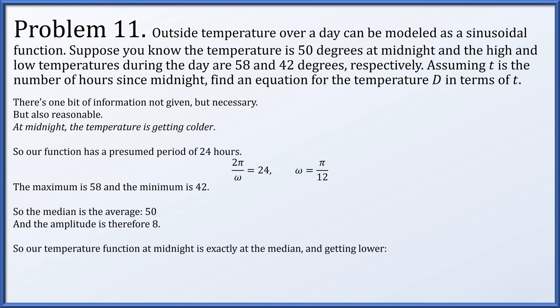So the temperature at midnight happens to be exactly at the median. We were told it was 50 degrees at midnight, and that's what we now know the median is. Also, we're assuming it is getting colder. So the temperature at midnight is the median and it is decreasing. That is a negative sine function with no horizontal shift. At midnight, we're at the median going down, negative sine function. So we knew that the amplitude was 8, so we put negative 8 times the sine. Omega was pi over 12, so the sine of pi over 12 t plus the median, that's 50. There it is.